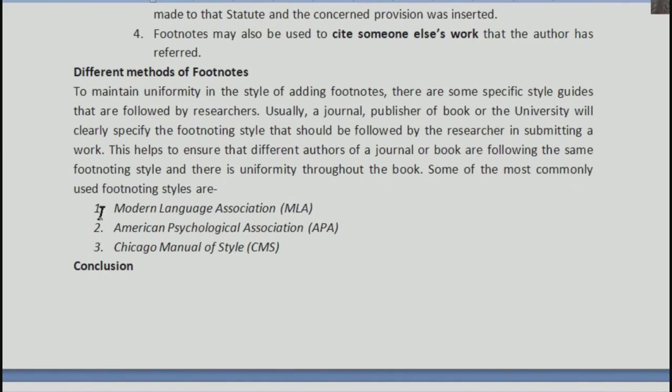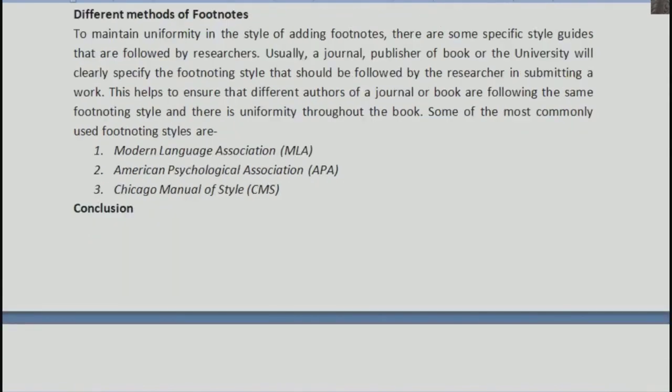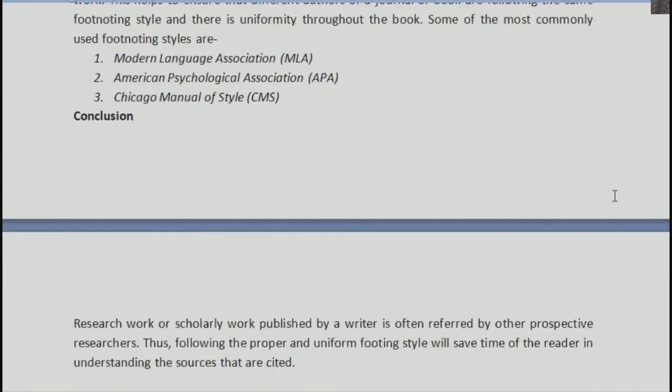Some of the most commonly used footnoting styles are MLA, APA, and CMS. You can simply remember these abbreviations because that is what is used. No one says Modern Language Association; MLA, APA, CMS are used like that only. MLA we anyway remember, right? Remember APA and CMS. That's all.